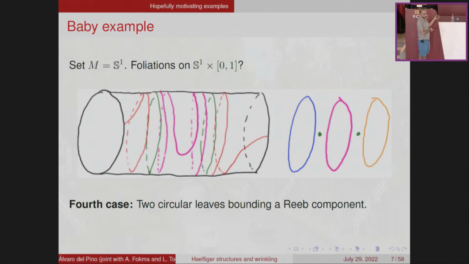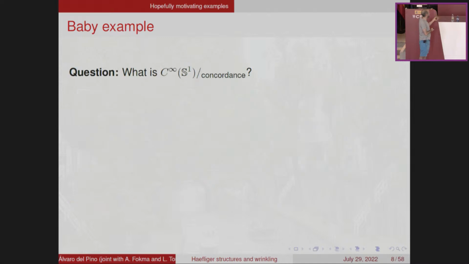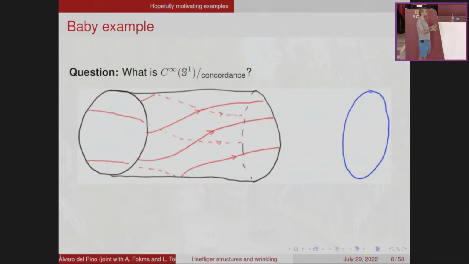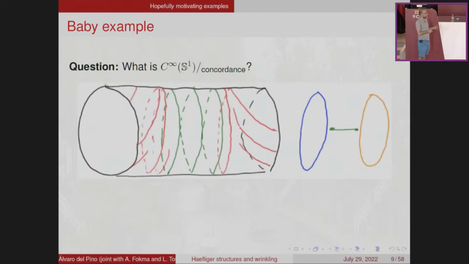And what is the point? The point is that with this, now we know how to answer the question. The question was, what are functions up to concordance? There are two situations. Maybe the concordance has no circular leaves. Then this just means that the function on the left must be a reparameterization of the function on the right, so they represent the same element in the moduli space. The other situation is if a concordance exists that contains a circular leaf, then both functions have to be constant.